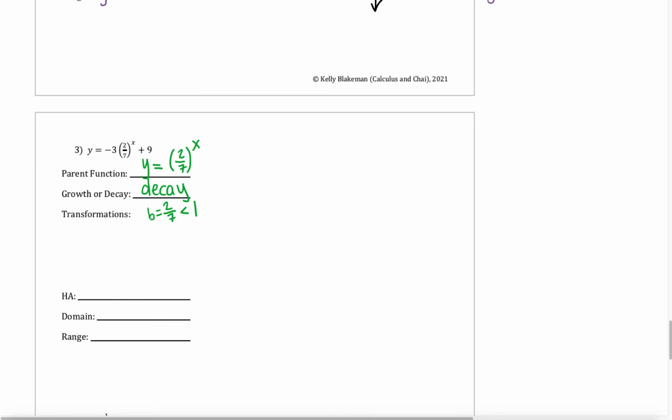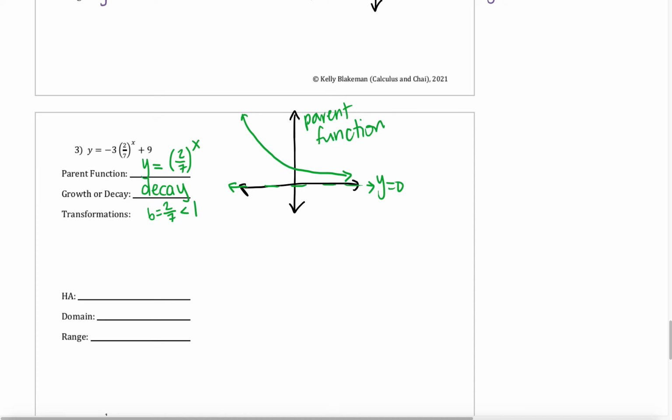So if we were to start off by drawing what this graph would look like, for the parent function at least, not the final graph, this would be starting up way high and losing steam over time and going down. And we still have that horizontal asymptote at y equals 0. And again, this is that parent function graph. We'll see how it changes once we determine all the transformations. Why don't you guys pause the video here and decide how many transformations we have for example 3.